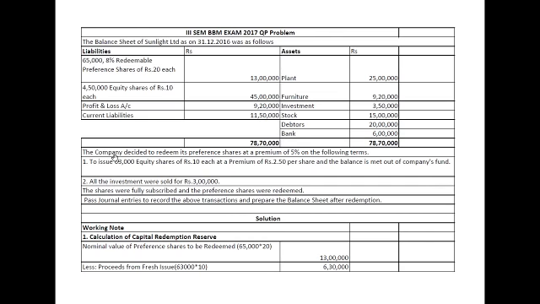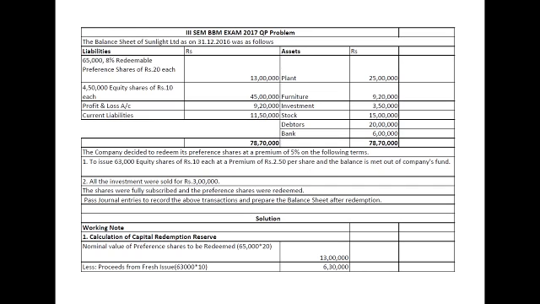First one, to issue 3,000 equity shares of rupees 10 each at a premium of 2.50 per share, and the balance is met out of the company's funds.